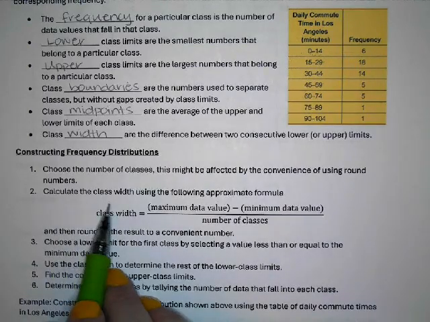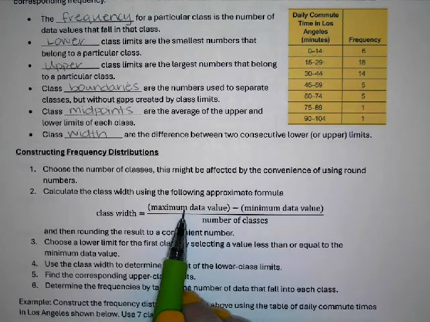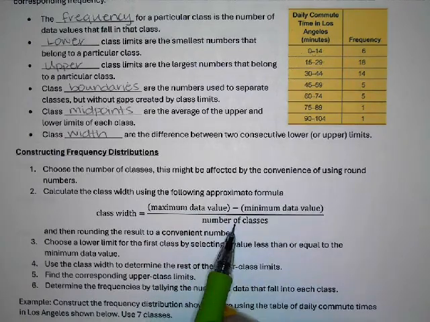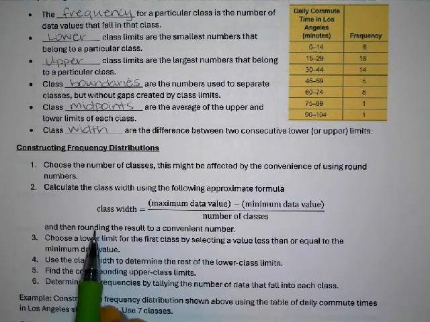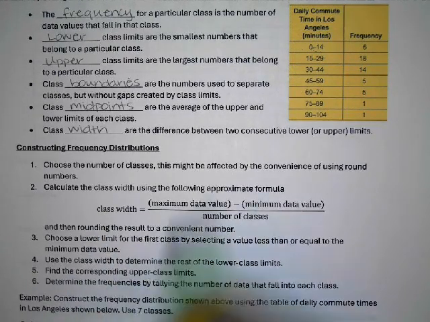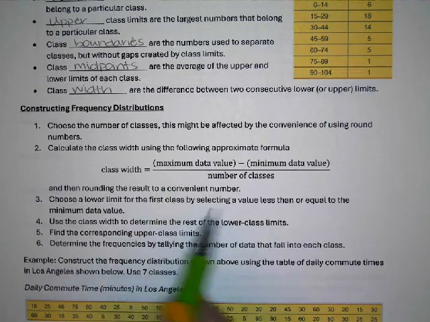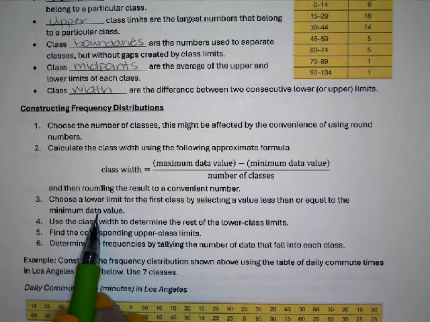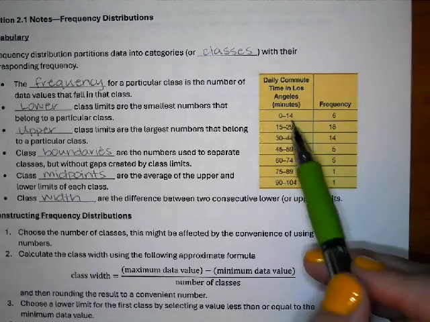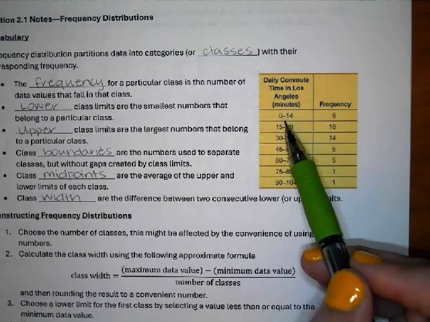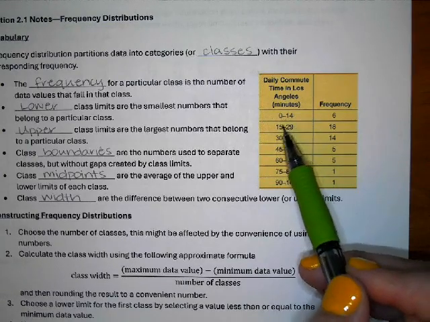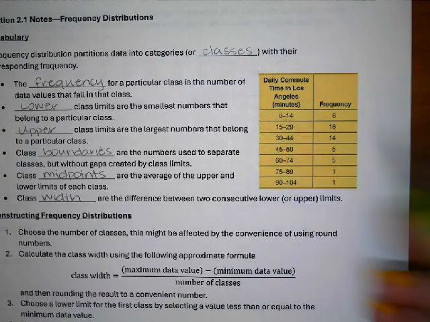To calculate the class width, you're going to say the maximum data value minus the minimum data value divided by the number of classes. Again, you can round to result in a convenient number, and we'll see that's what they did here. Then you're going to choose a lower limit for the first class by selecting a value less than or equal to the minimum data value. So maybe in this data, the minimum data value was a 2, but they decided to go 0 to 14, and then 15 to 29, 30 to 44, just because those are round numbers that kind of make sense. Or starting at 0 and then going by 15s makes more sense than starting at 2 and going by 15s.